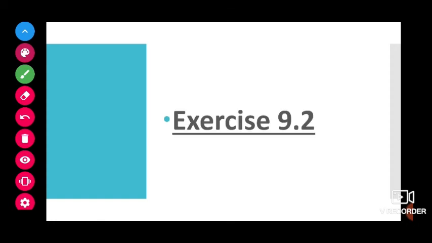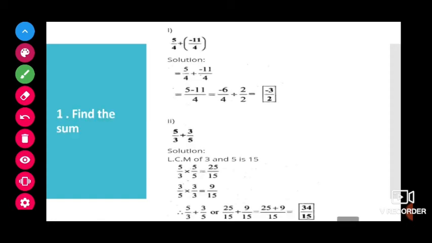Okay, next one, exercise 9.2. We will check. First one, find the sum. First me.